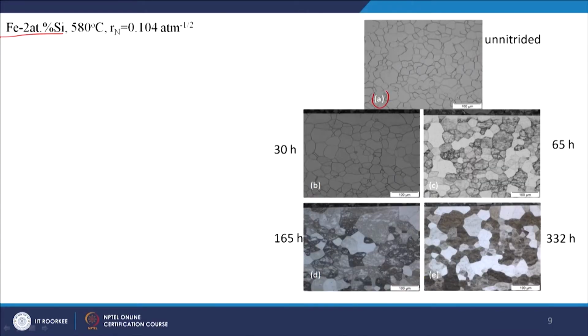Now, the same kind of contrast we are able to see also when we do the nitriding in the ferritic condition. What you should see here is A, B, C, D, E, and these are the light optical micrographs for these iron silicon samples. This is an unnitrided sample, just as a reference microstructure. You have a recrystallized microstructure. Then this is after 30 hours of nitriding, this is after 65 hours, this is after 165 hours, and this is after 332 hours.